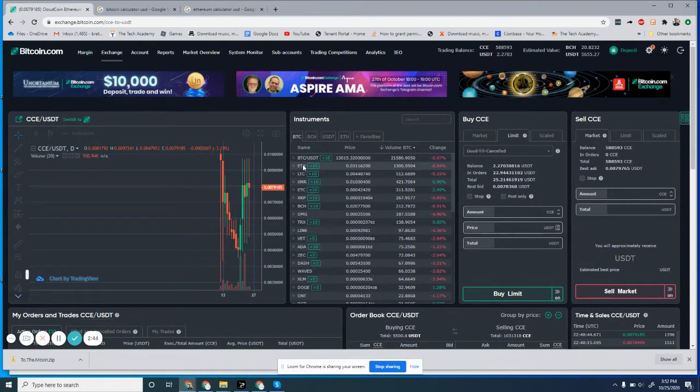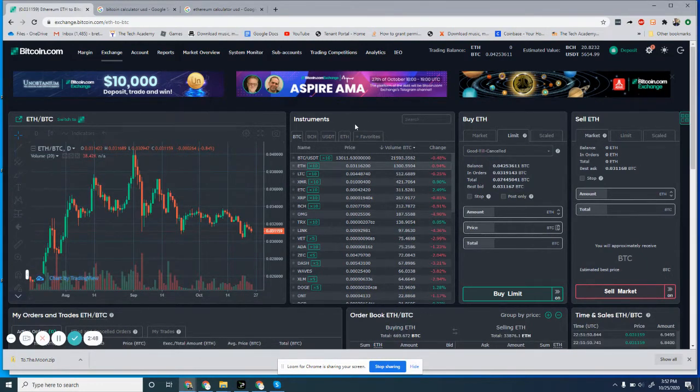And if, for example, I click on Ethereum, you'll see that this chart here changed, but also these two panels changed. It says buy Ethereum. This one says sell Ethereum. So because we have this highlighted or selected under Bitcoin, this is the pair that we're going to deal with. So right here in this section, we find buy Ethereum. And we can buy Ethereum with the Bitcoin that we have.